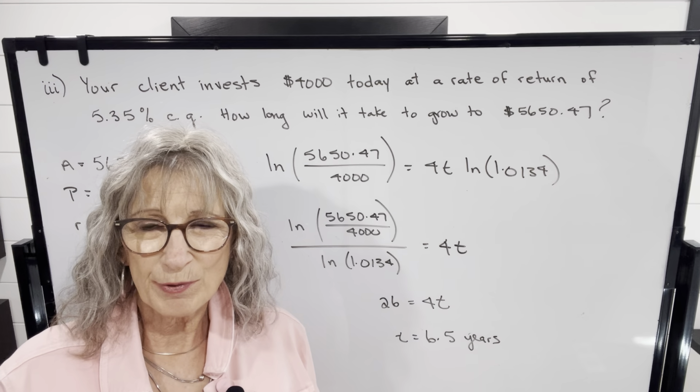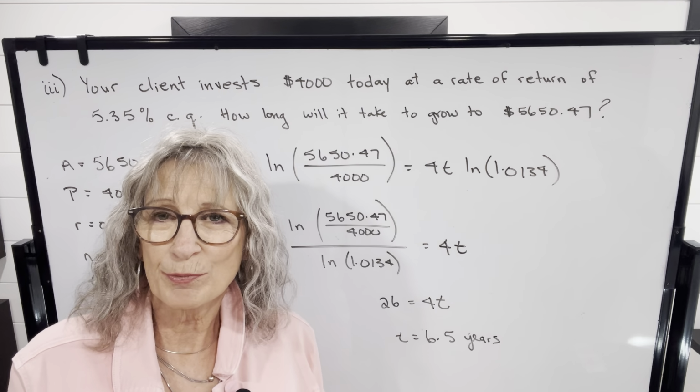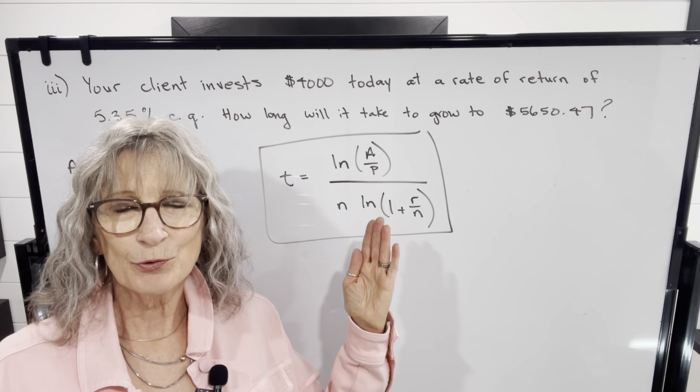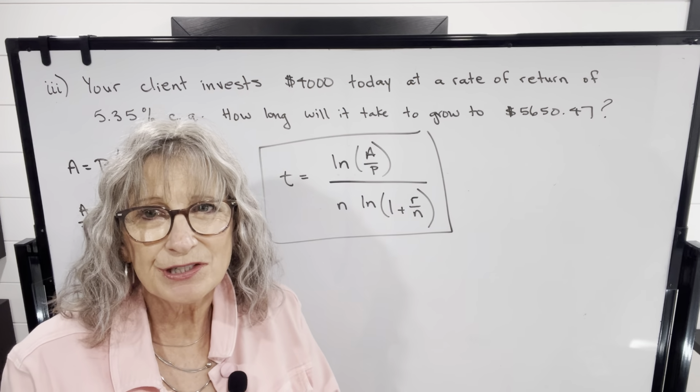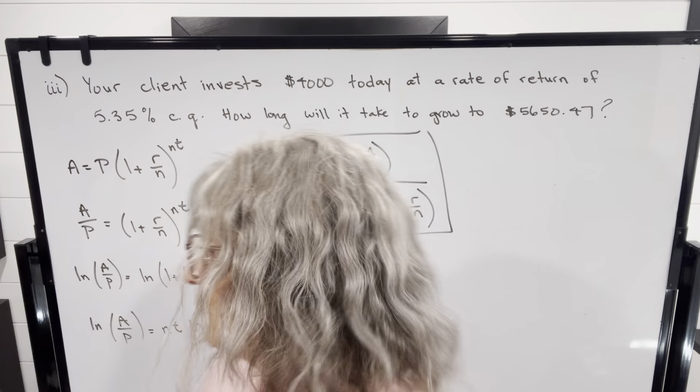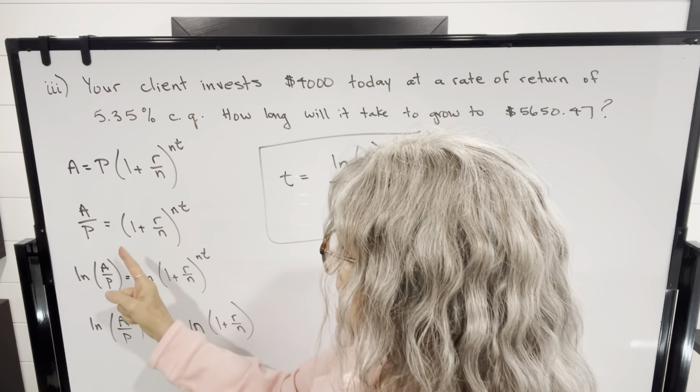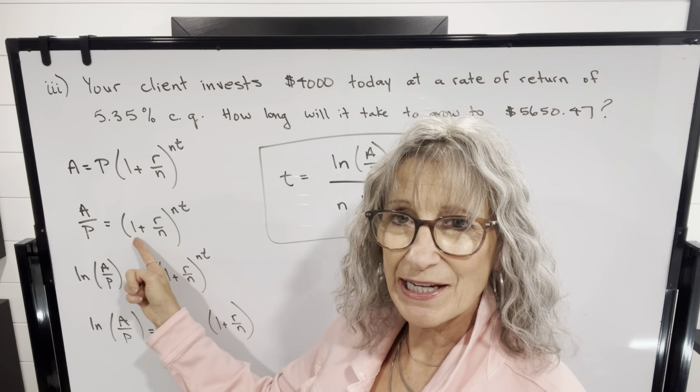Let's talk about the formula and do the same question using the formula, and then you can decide whichever method you prefer. Here's the formula that we're going to use. And in case you're interested in how I obtain that formula, if we go back to our compound interest formula and we solve for t, so first step, we're going to divide both sides by P.